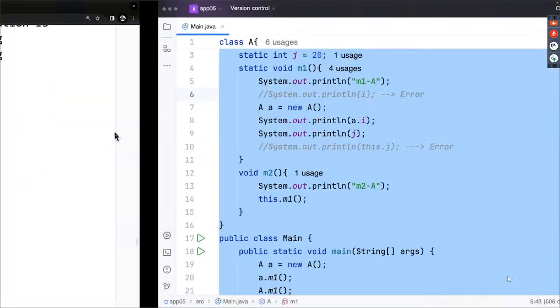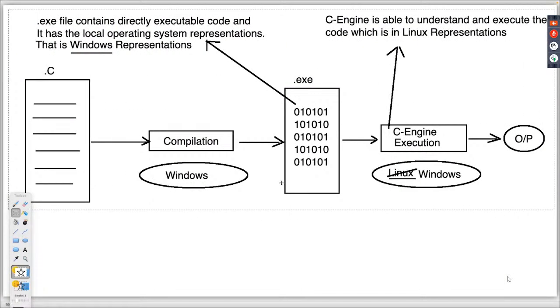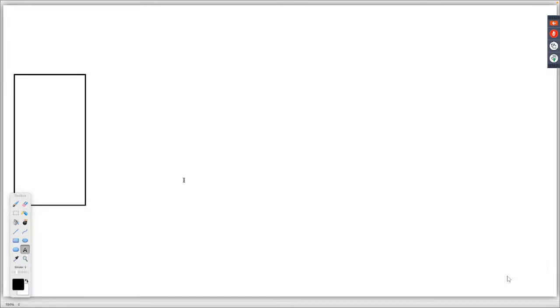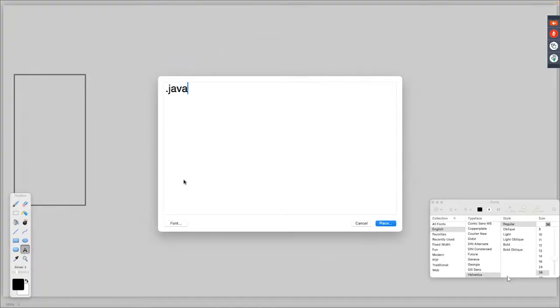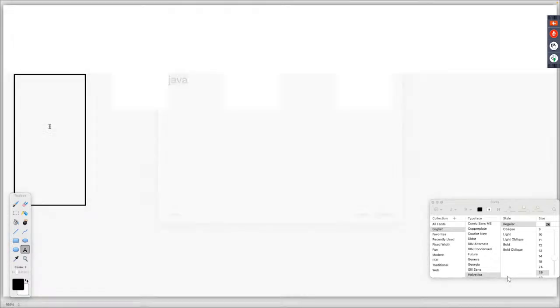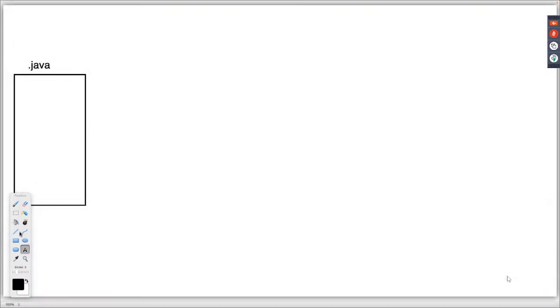Now, see, I want to remove this total diagram here. Observe carefully. First of all, I want to take a Java file. This is a Java program, so the extension is what there? .java. A .java program is available. There I have written the program in high level.